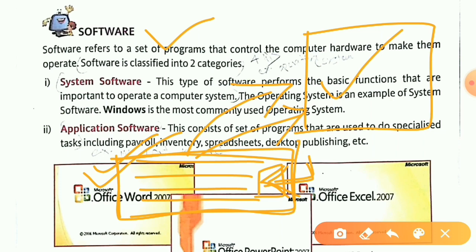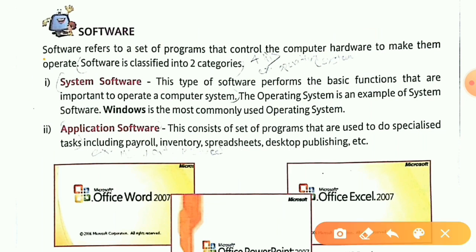So basically you can say that software is a collection of instructions, some of the codes that have been written in some kind of language. That language is not important to us, but some collection of instructions we are having, and that enables you to interact with a computer. That is your software. Software refers to a set of programs that control the computer hardware to make them operate, so that your hardware may work properly. That is why we need this software.